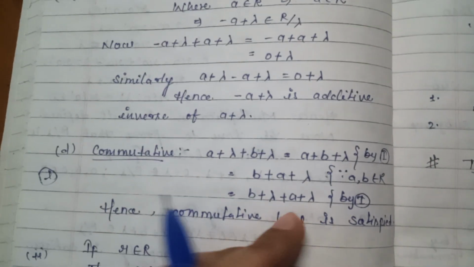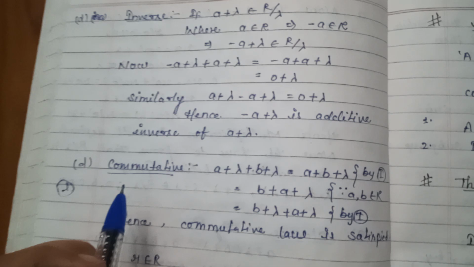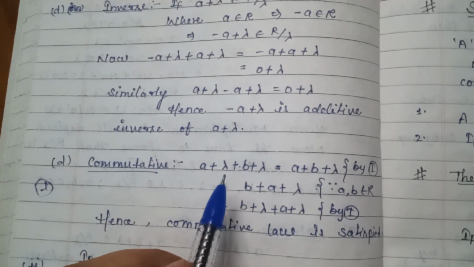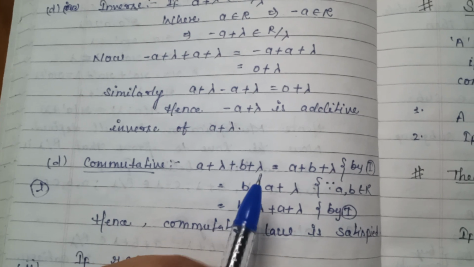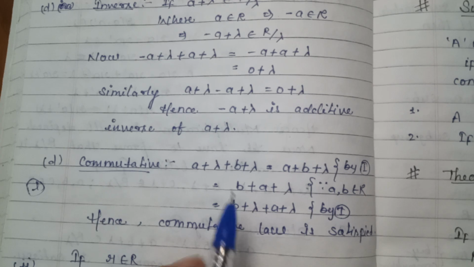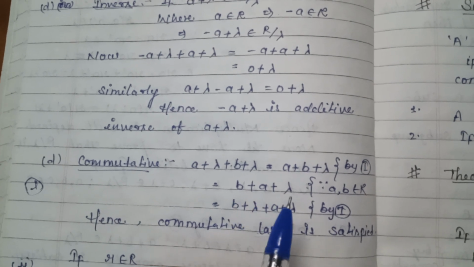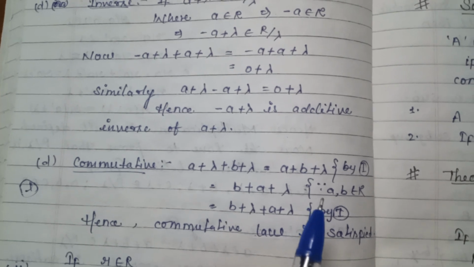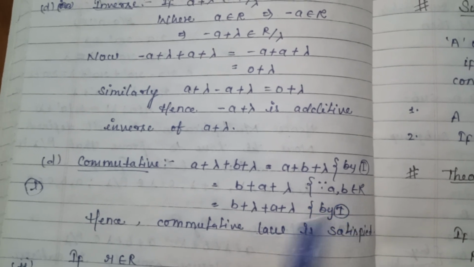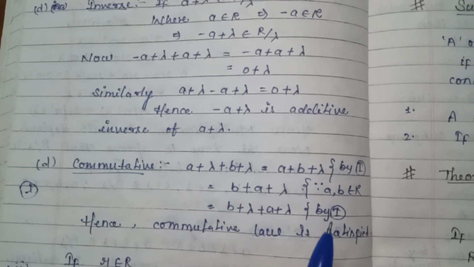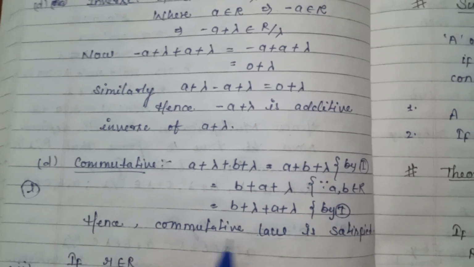Now, the fifth property is commutative. So, (a + λ) + (b + λ) is equal to (a + b) + λ by property 1. Now, (b + a) + λ, since a, b belong to R, is equal to (b + λ) + (a + λ) by first property. Hence, commutative law is satisfied.